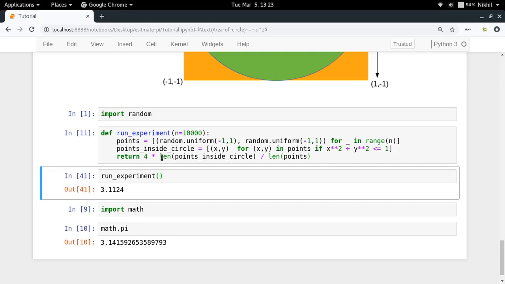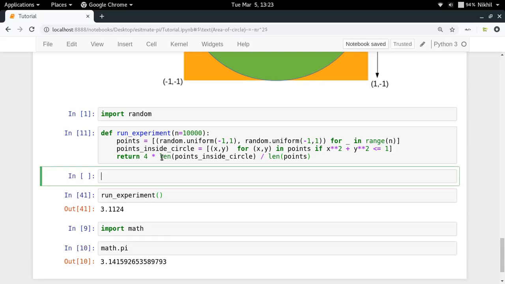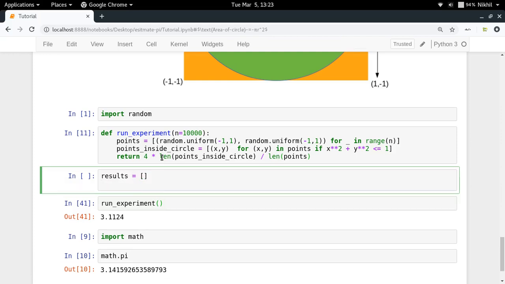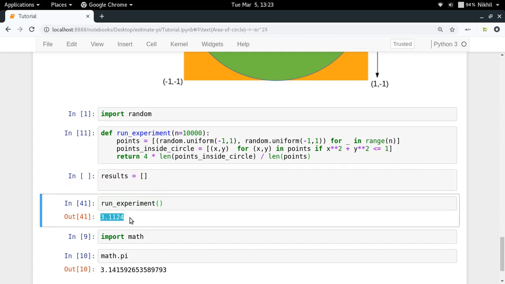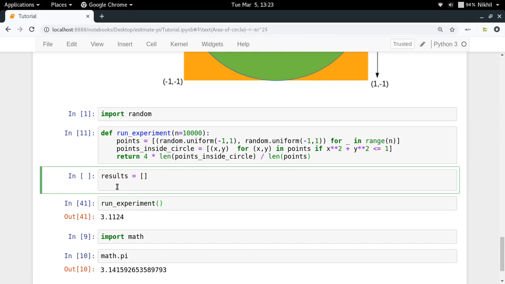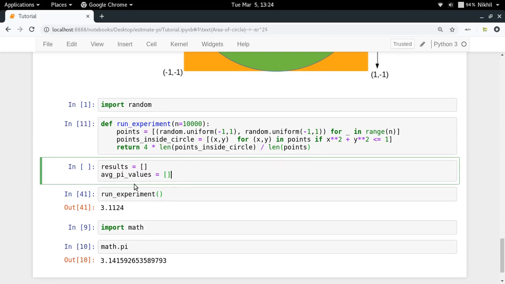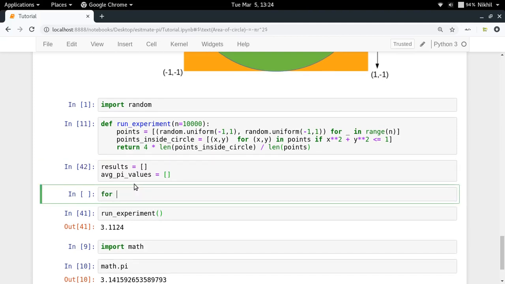So what can we do to make sure that we improve as we increase the number of experiments? I'm going to create an empty list called results. So results will store all the results that I get by running the experiments a lot of times, and then I will also store the error which is remaining now. So average pi. Let me store the average pi values until I have run some results. Okay, first of all, let me do that. So for underscore in range, let's say 100 times.